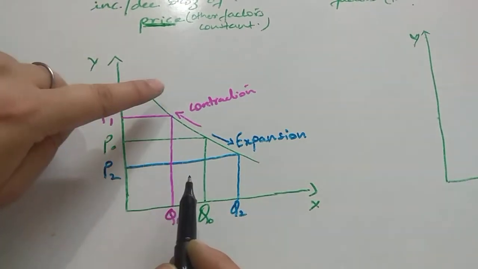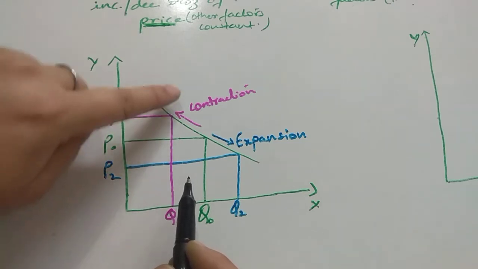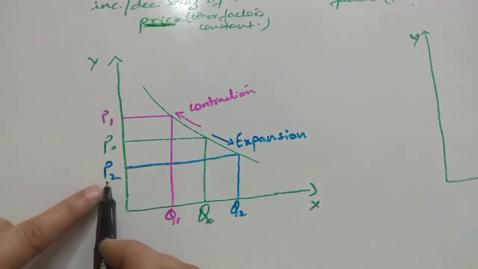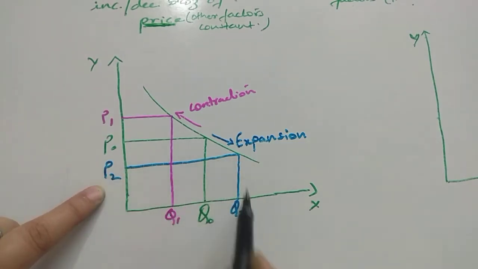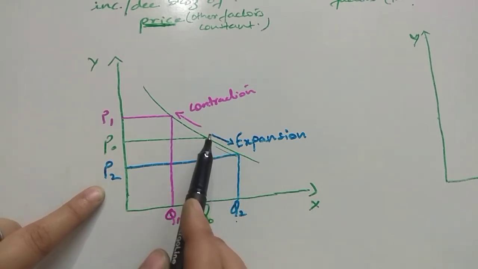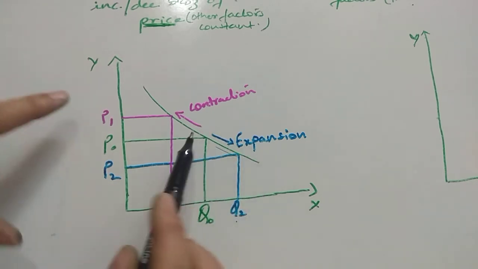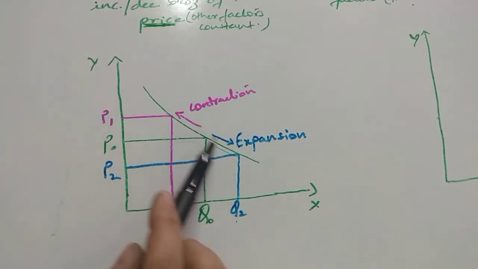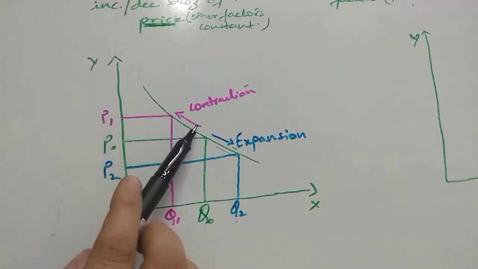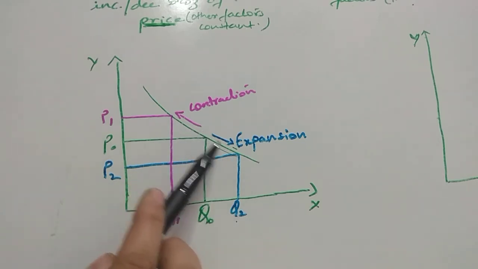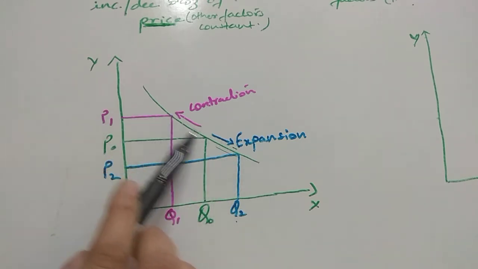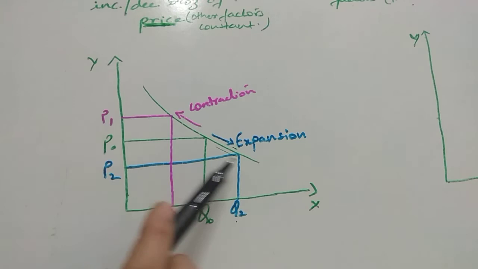So upward movement along the same demand curve is called contraction in demand. Now when the price of the same commodity falls, the units bought increase. So there is an increase in quantity or units bought. This is called expansion in demand, and this is the downward movement along the same demand curve. Contraction is upward movement along the same demand curve, and expansion is downward movement along the same demand curve. So the demand curve remains unchanged. Expansion and contraction take place along the same demand curve.